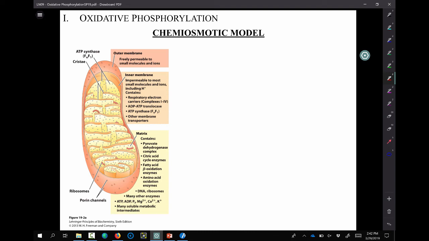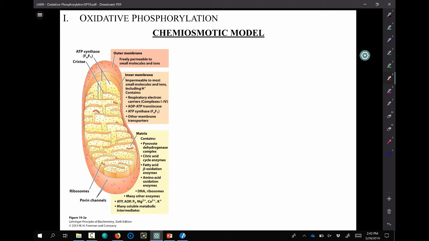It describes lots of different processes in a cell. Certainly photosynthesis uses it. Photosynthesis would be another example of the chemiosmotic theory at work, okay? And that would just be one example of many. Bacterial cells do this as well.